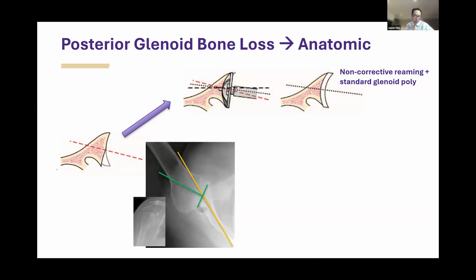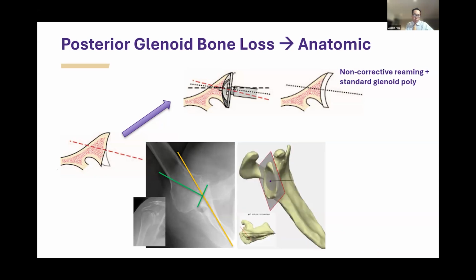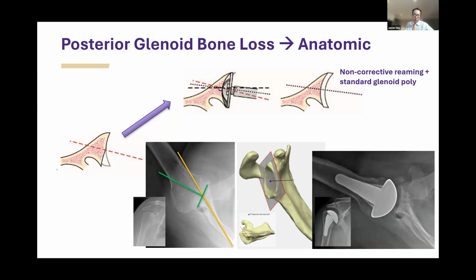So here's an example of a 55-year-old with severe posterior glenoid bone loss and retroversion, a B3 glenoid. Retroversion is measured at 40 degrees, which is quite a lot. And we approach this with non-corrective reaming and a standard glenoid component. And you can see that we implanted the component in retroversion. We didn't try to correct version at all. And some of the pegs of the glenoid component may perforate the anterior glenoid vault because of this, but peg perforation may not matter that much.